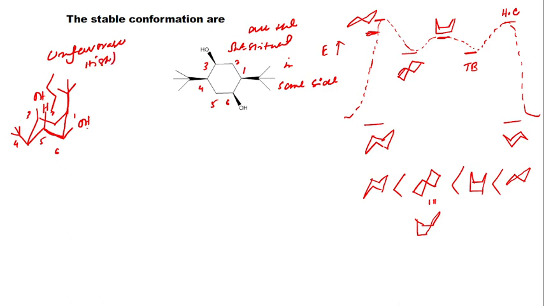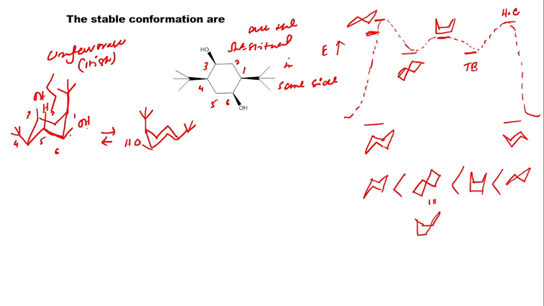Highly unfavorable. If this flips, then what was axial has now come to the equatorial position, and what was equatorial is now going to be axial. So in the next carbon it will be equatorial. So this OH is equatorial, and here this is again going to be axial after flipping.